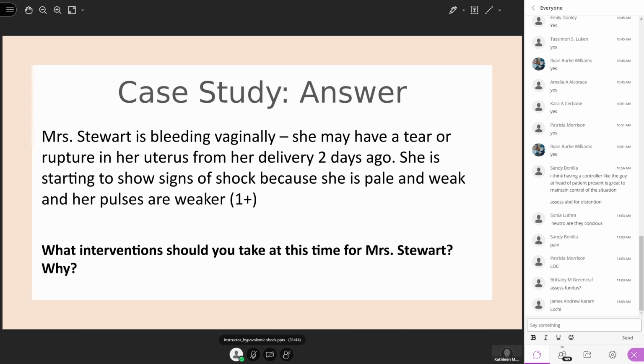Megan. Start an IV. Absolutely. If you've realized right now the fact that she is in early signs of shock, you know that you're going to need access. So 2 large bore IVs. What else?